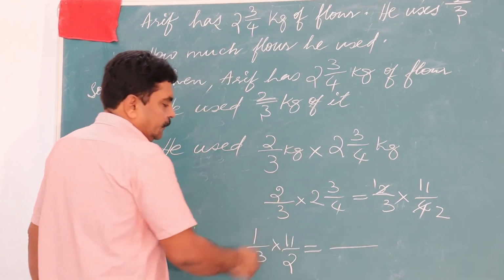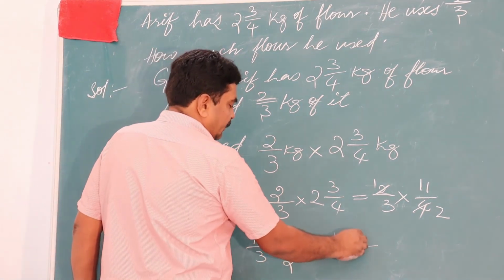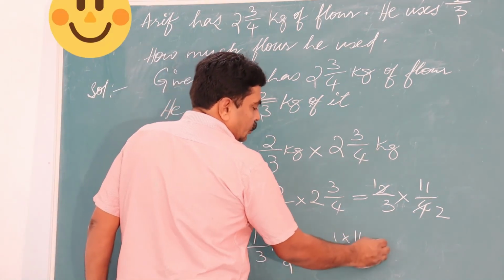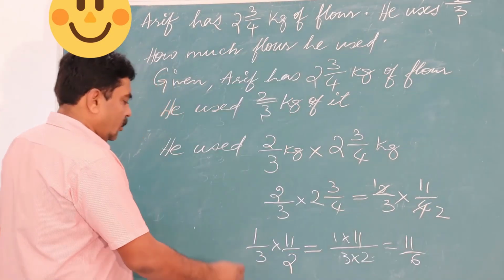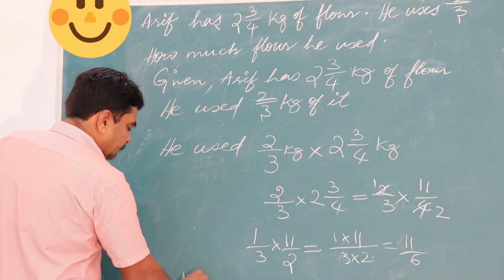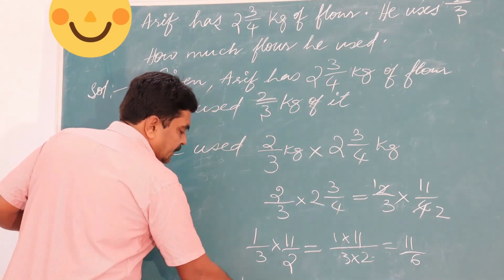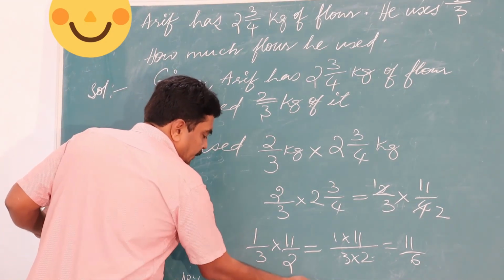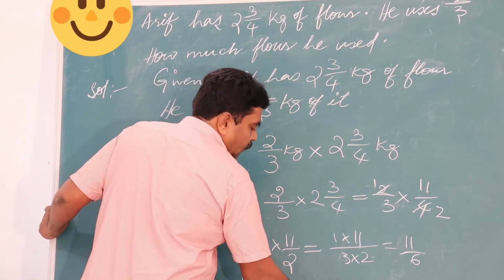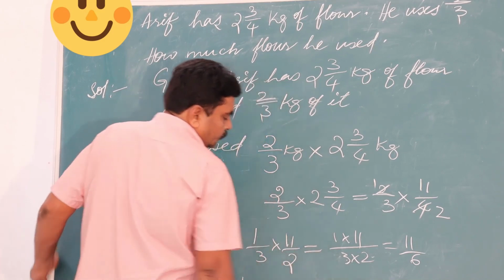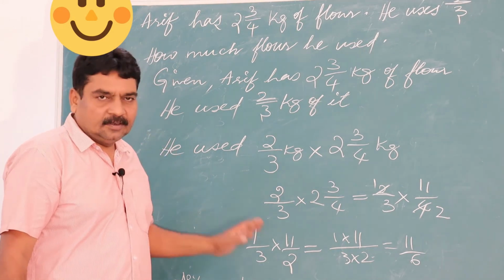Now you multiply both the numerators and denominators, that is 1 into 11 by 3 into 2, 11 by 6. So you write down: Arif used 11 by 6 kilograms of flour. This is your answer. Hope you people have understood this.